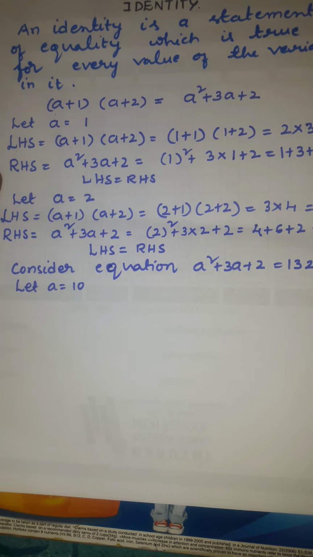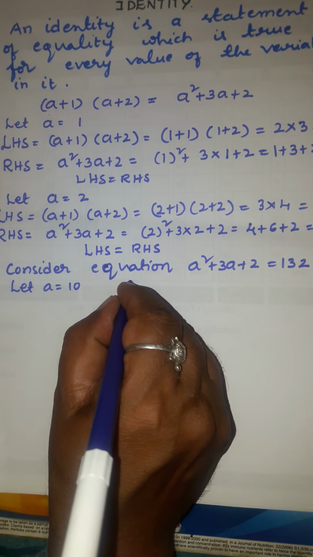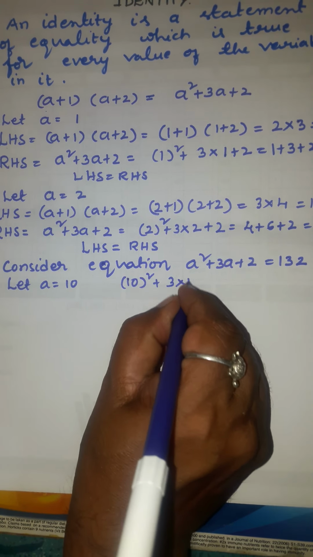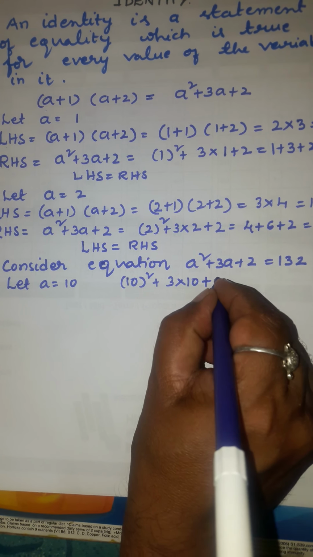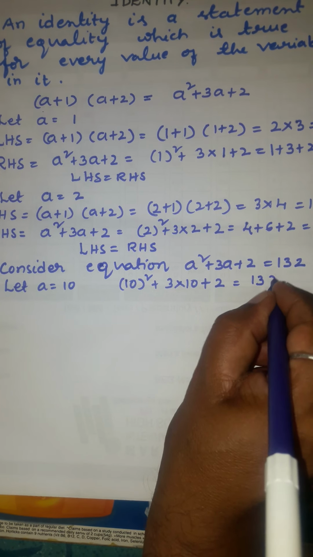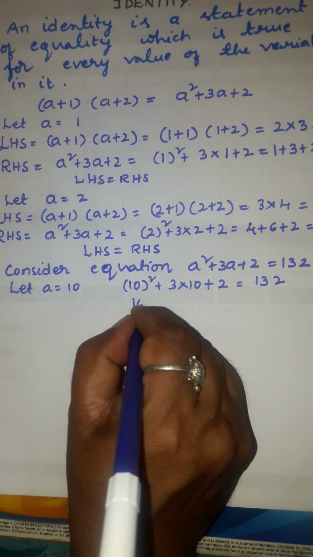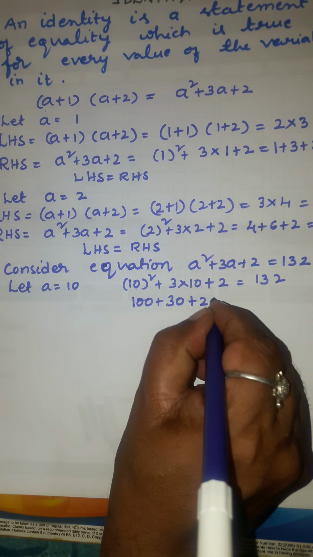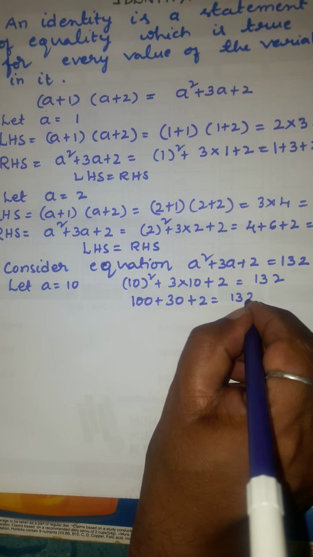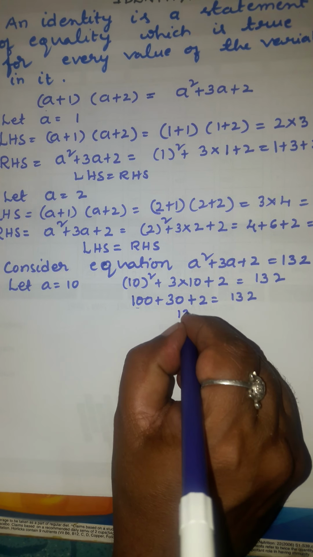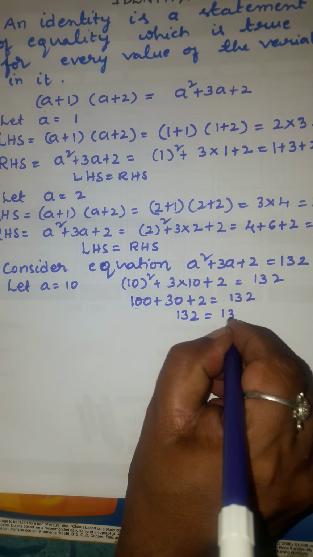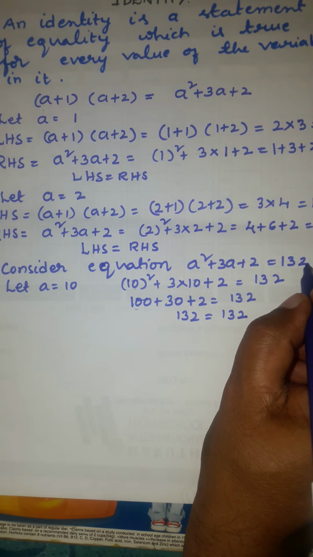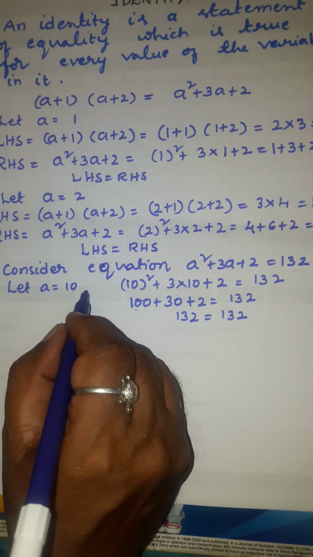So what am I going to get? Now a square means 10 square plus 3 into 10 plus 2, that is equal to 132. 10 square means 100. 3 into 10 is 30, plus 2 is 132. So left hand side 132, right hand side 132. So this statement of equality is valid for a is equal to 10.